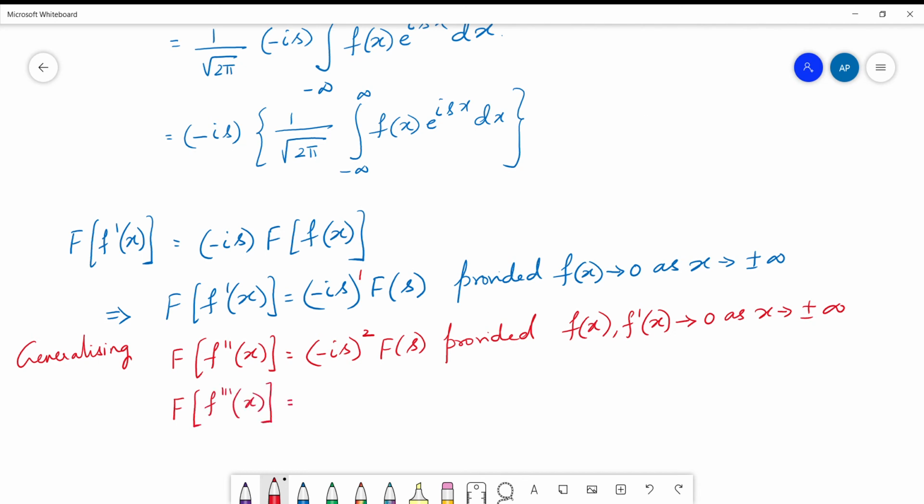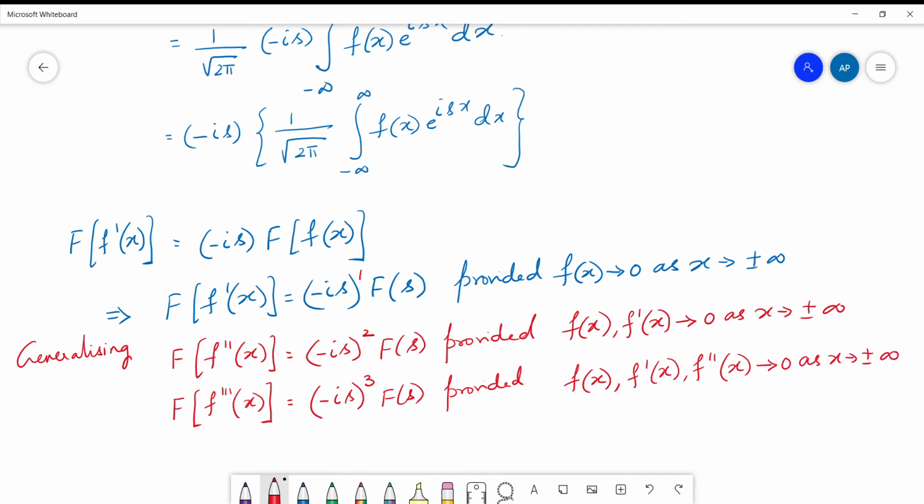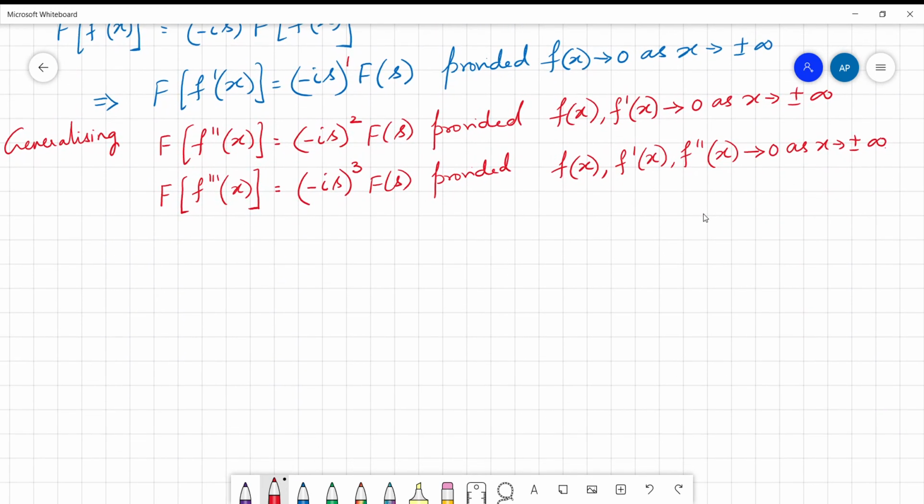Continue similarly for f triple dash of x, the third order derivative. What is the Fourier transform of the third order derivative? It will be minus is the whole cube into f of s, provided again here, how many derivatives should be 0? Start with f of x and go to one order less than what you are finding. You are finding for the third order, so one less will be up to the second order. So f dash of x, f double dash of x should tend to 0 as x tends to plus or minus infinity. I am sure this would have given you an idea as to how we have to proceed further.